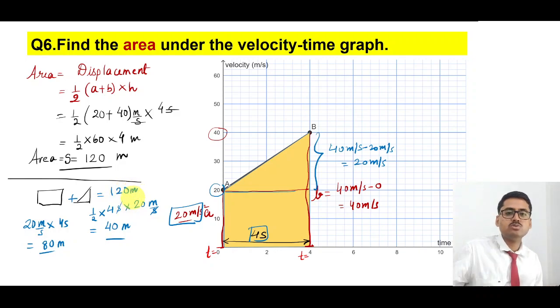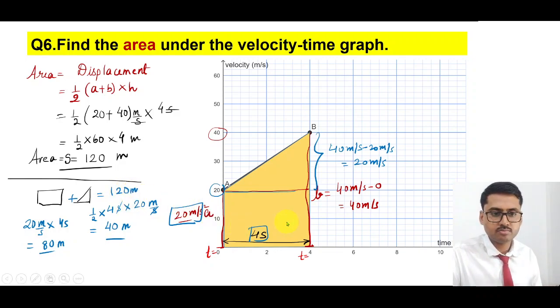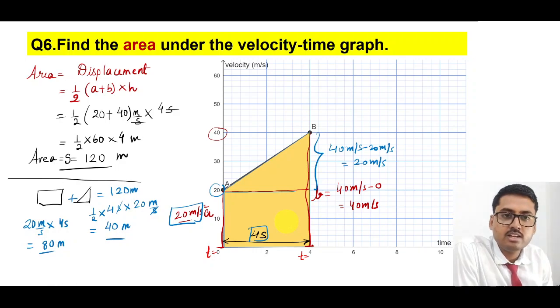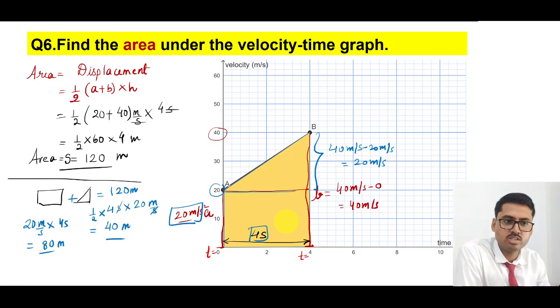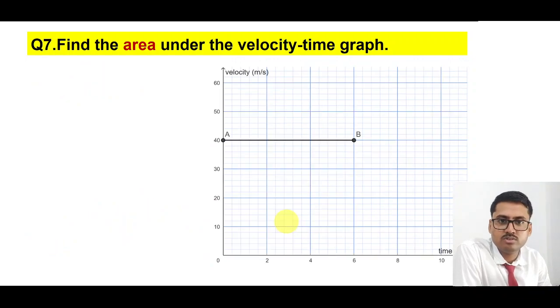So you can use any of the methods in the exam to find the area, and you can get the displacement of the object in a velocity time graph. So this was an easy question. Now this is even easier. So pause the video, find the answer, and let's verify.